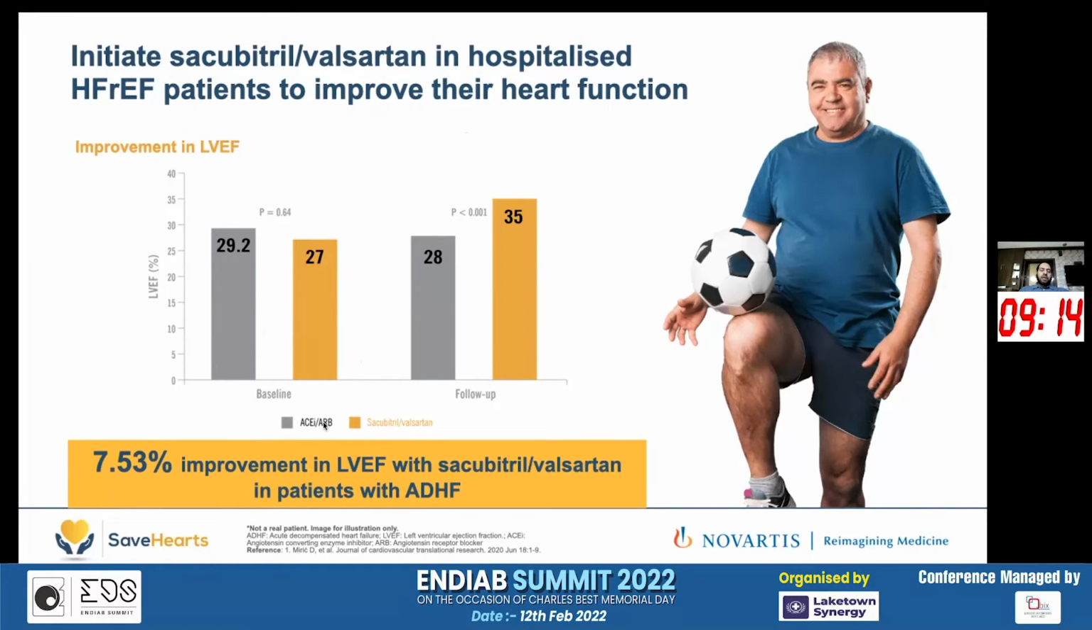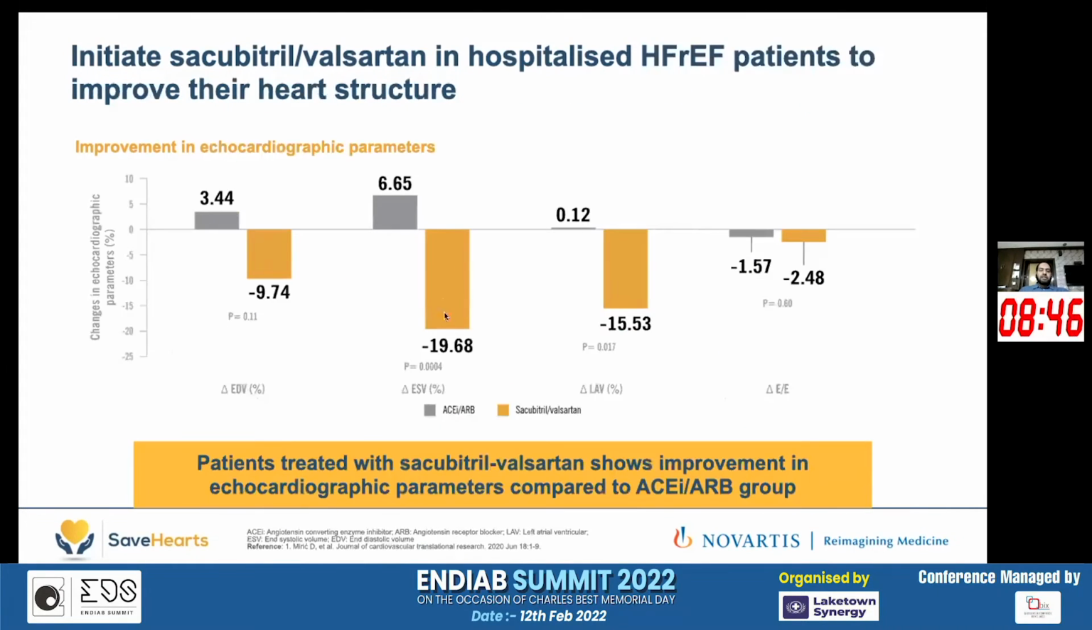And this approach, as compared to an ACE inhibitor or an ARB, has resulted in an improvement of almost 7.5% in ejection fraction. And we know that each improvement in ejection fraction makes a difference. An ejection fraction of 30% versus an ejection fraction of 35 to 40%: the patient who has an improved ejection fraction is likely to live much better and live longer. So not only is the quality of life better, the risk of sudden cardiac death is also much lesser once the patients have an improvement in their ejection fraction.